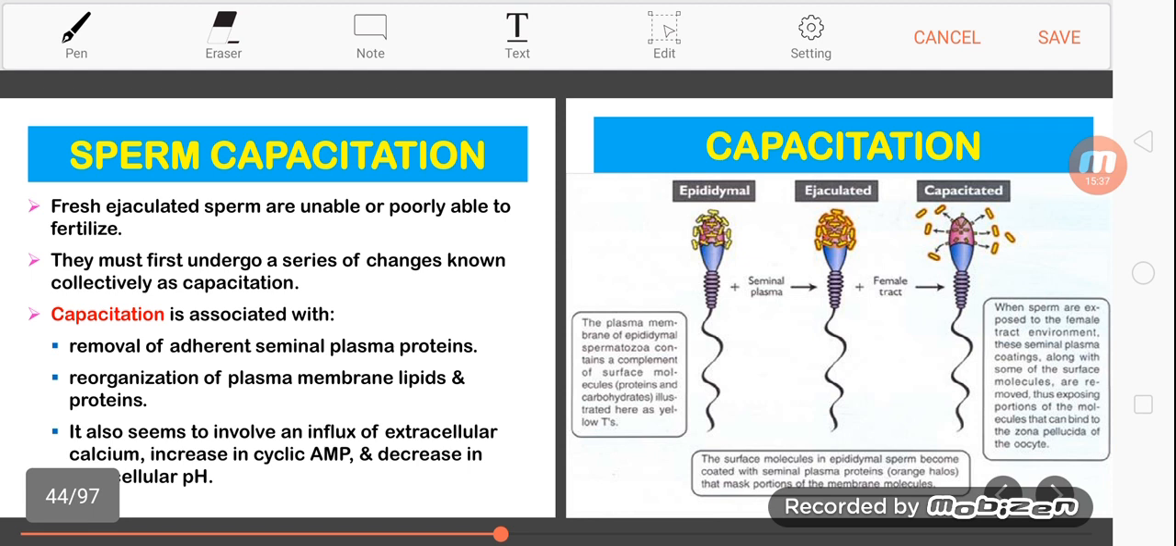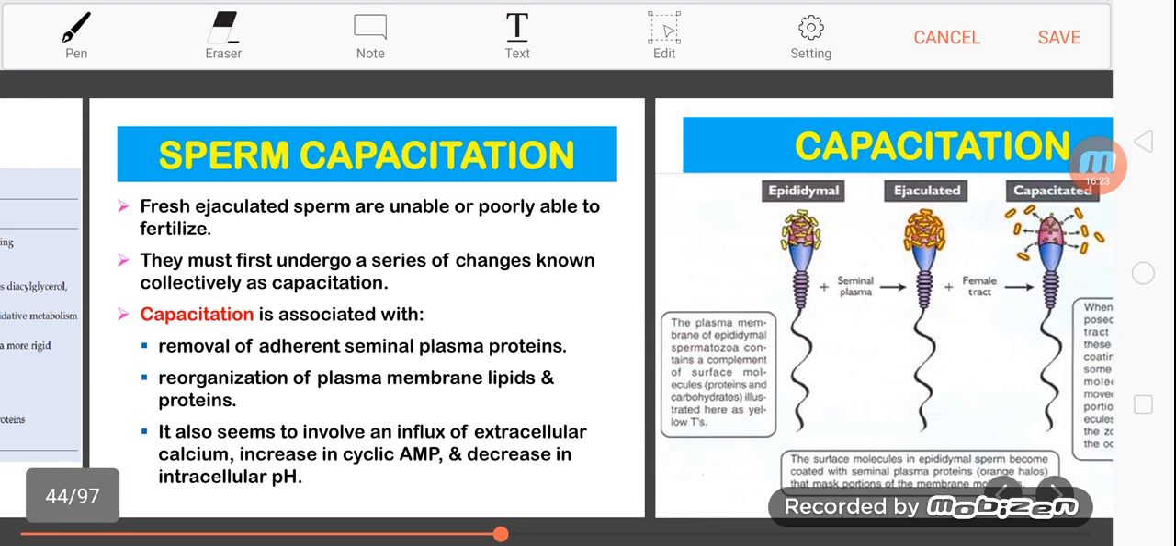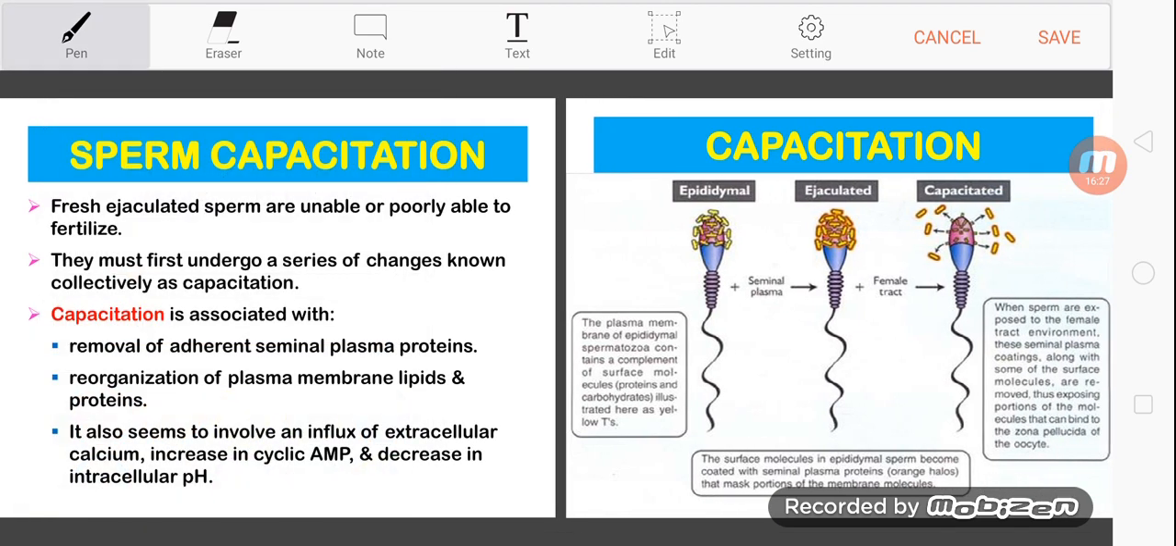Okay, where does sperm capacitation happen? You can see here, freshly ejaculated sperm are unable or poorly able to fertilize. They must first undergo a series of changes. These changes are actually the capacitation. So it's actually after ejaculation. Sperm capacitation occurs in the female reproductive tract after ejaculation. Capacitation is associated with removal of adherent seminal plasma protein, reorganization of plasma membrane lipids and protein, and also seems to involve an influx of extracellular calcium, an increase of cAMP, and a decrease in intracellular pH.